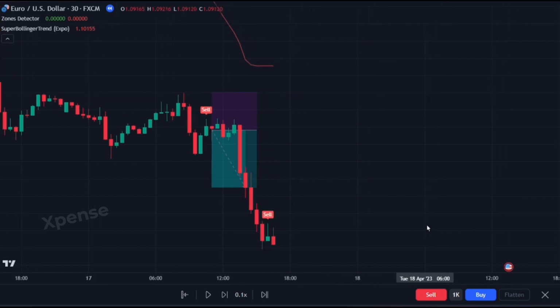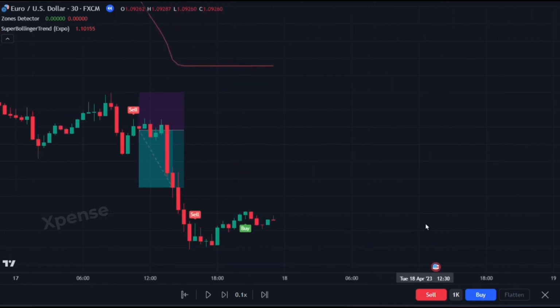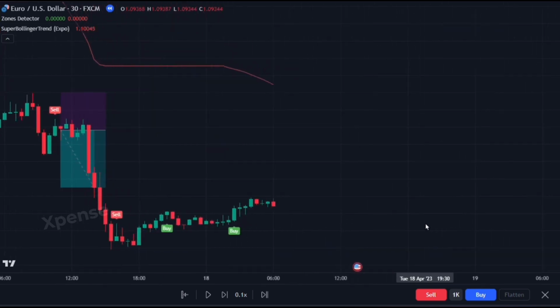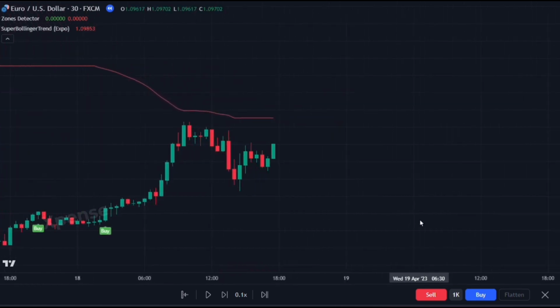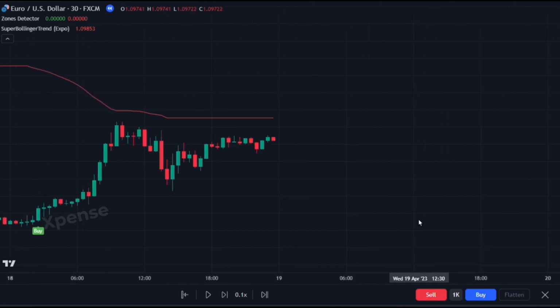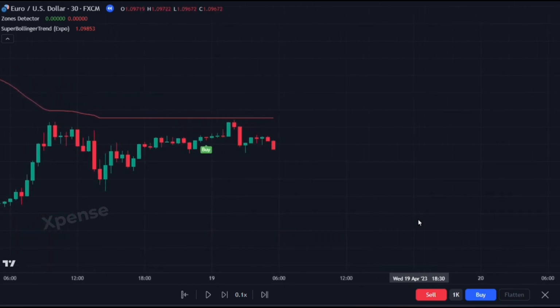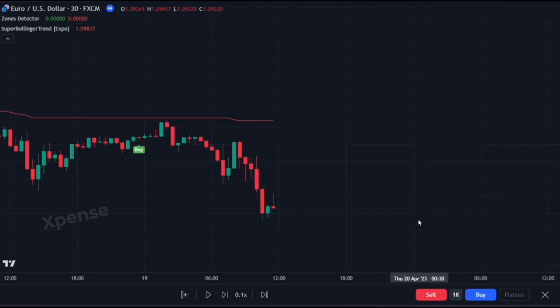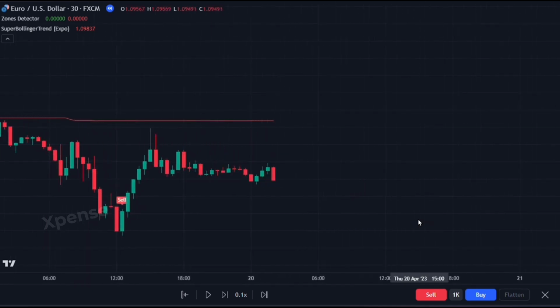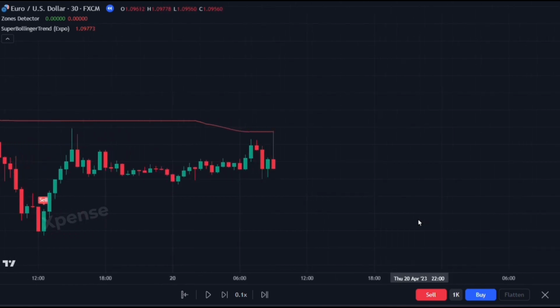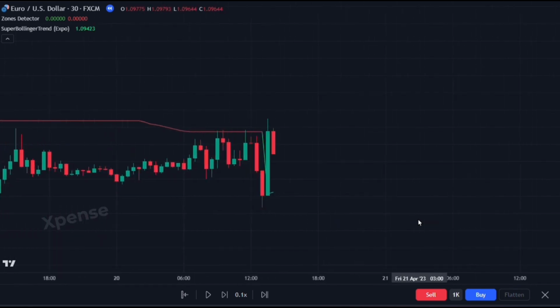Let's talk about the power of backtesting. This isn't just a checkbox exercise, it's your gateway to mastering the strategy. Use TradingView's replay feature to simulate trades in historical data. Start with a demo account and practice until you achieve consistent results. While the Zone Detector and Super Bollinger Trend are powerful on their own, you can enhance this strategy by adding complementary indicators like the RSI or MACD for additional confirmation.